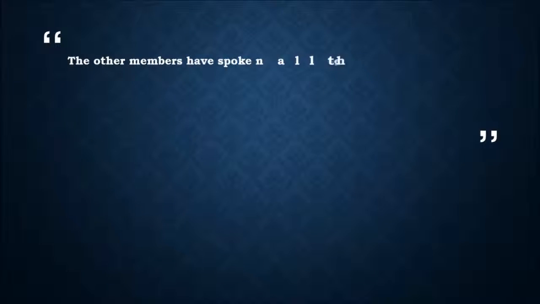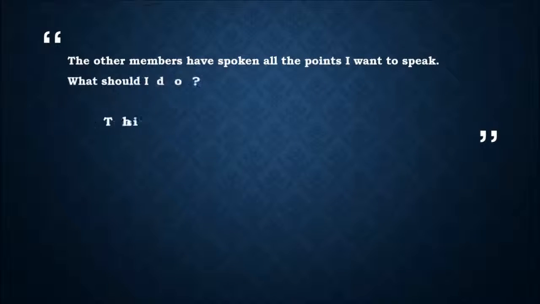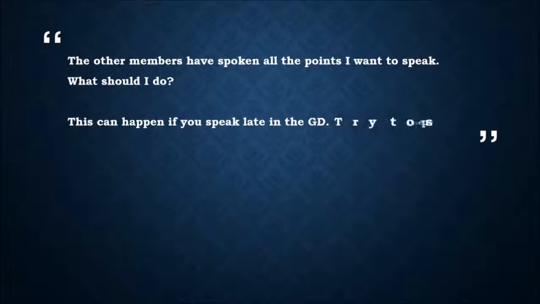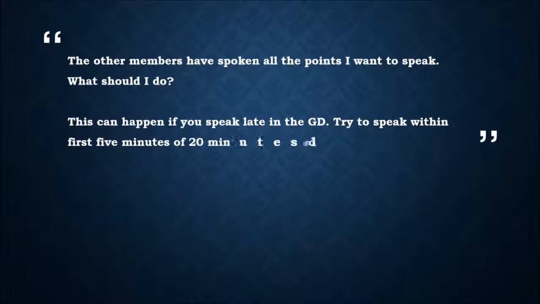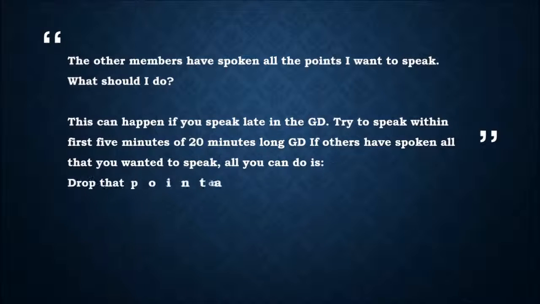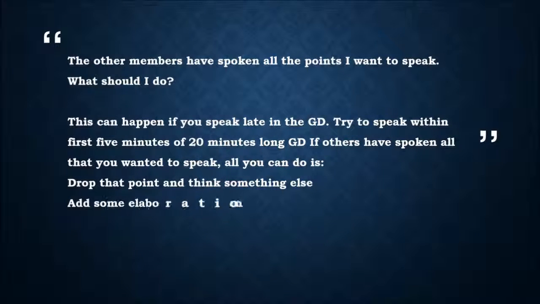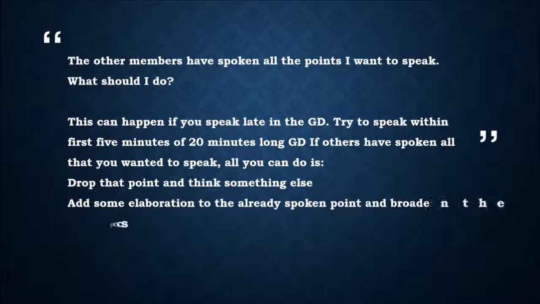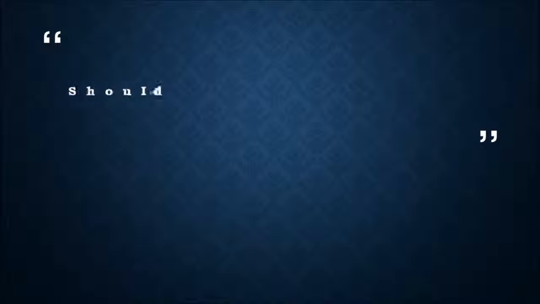The other members have spoken all the points I want to speak. What should I do? This can happen if you speak late in the GD. Try to speak within the first 5 minutes of a 20-minute-long GD. If others have spoken all that you wanted to speak, all you can do is drop that point and think of something else. Add some elaboration to the already spoken point and broaden the scope of the GD.